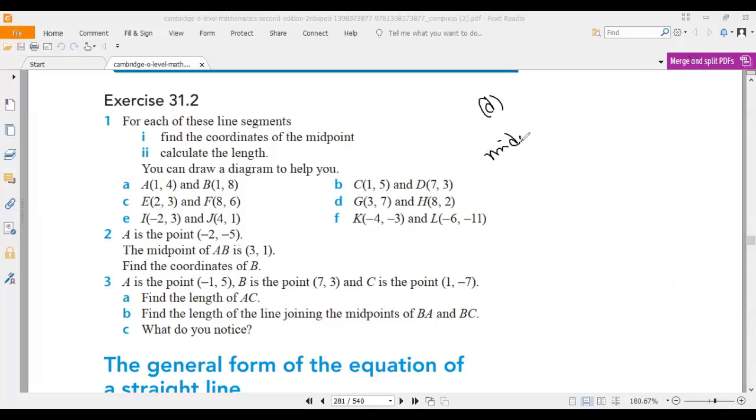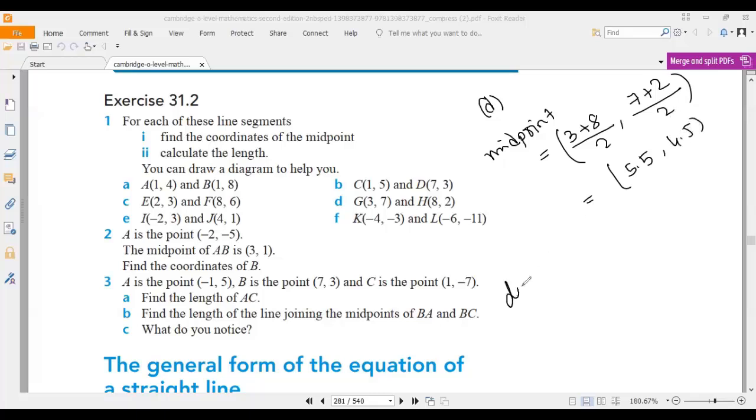So how can we find out the midpoint? This is very simple. Midpoint will be 3 plus 8, x1 plus x2 divided by 2, and y1 plus y2, so 7 plus 2 divided by 2. 3 plus 8, 11 by 2, that means 5.5. 7 plus 2, 9 by 2, that will be 4.5. Now we need to find out the distance.